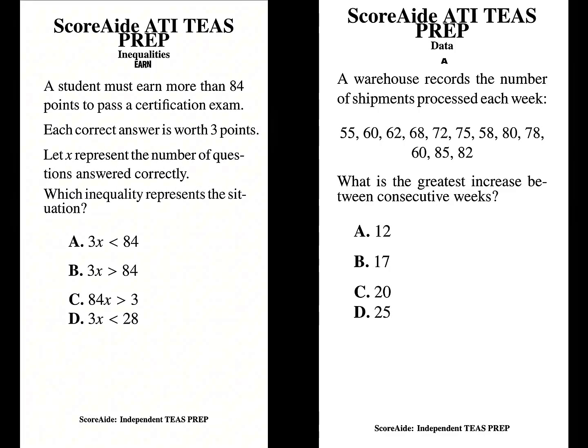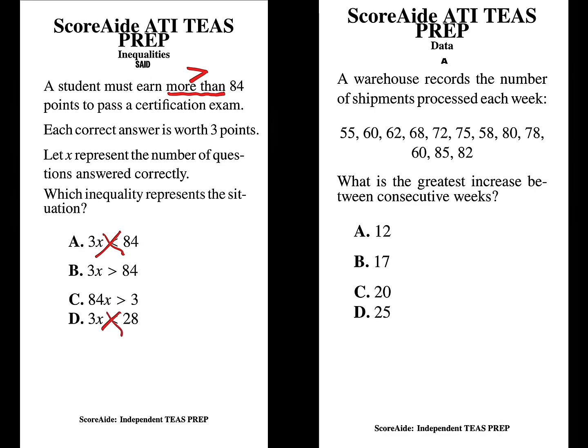A student must earn more than 80 points to pass a certification exam. Each correct answer is worth 3 points. Let X represent the number of questions answered correctly. Which inequality represents this situation? First of all, they said more than. So more than already means what? Greater than, right? So you know that this one is already wrong and this one is already wrong, right?